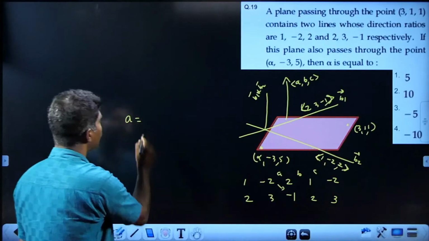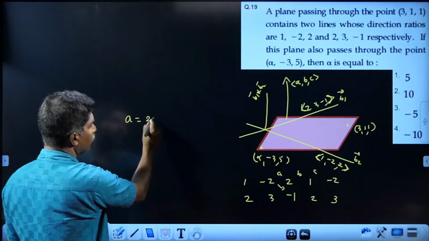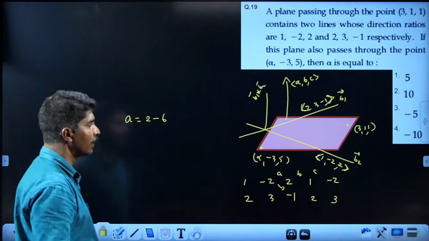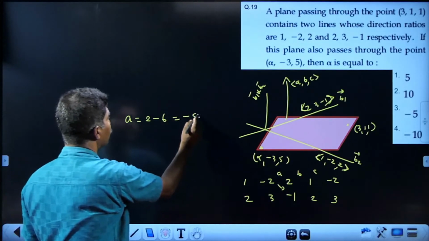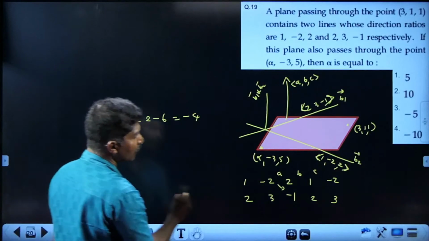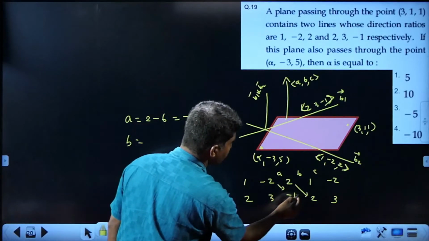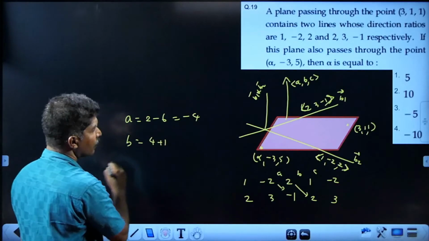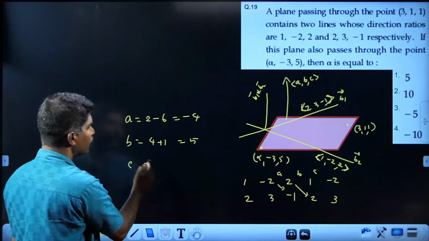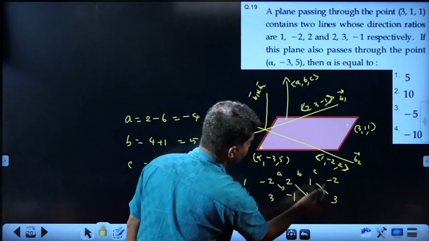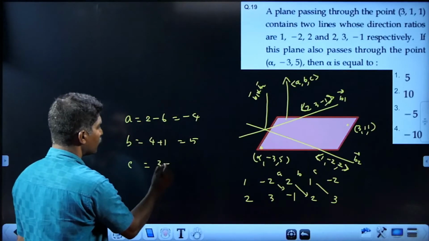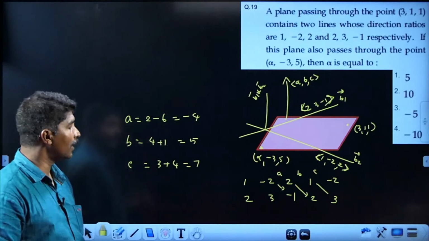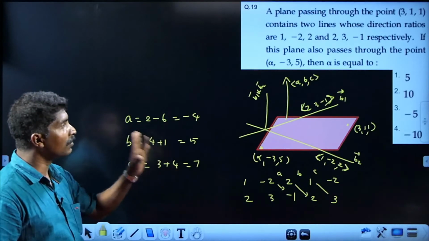A is equal to 2 minus 6, that's equal to negative 4. B is equal to 4 plus 1, that's equal to 5. And C is equal to 3 plus 4, that is equal to 7. Okay. Now we are getting the direction ratio of the normal to the plane.